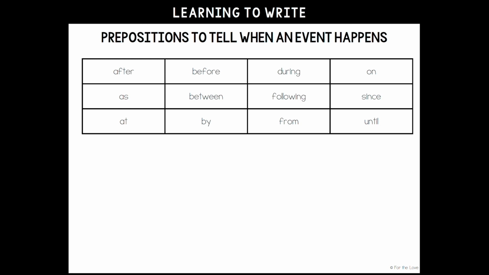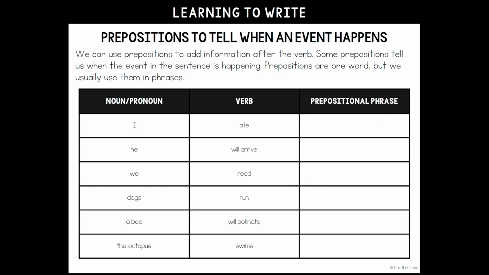Now we have a list of prepositions for when an event happened. And we are going to go through the same process. This is the student page where they are given a noun or a pronoun, a matching verb, and they need to add a preposition and a little bit more information for a prepositional phrase to tell when an event happens. You will want to go through this exercise with your students as this is new information.